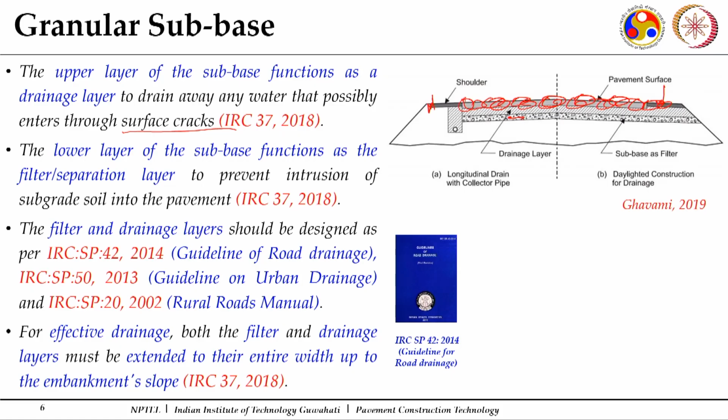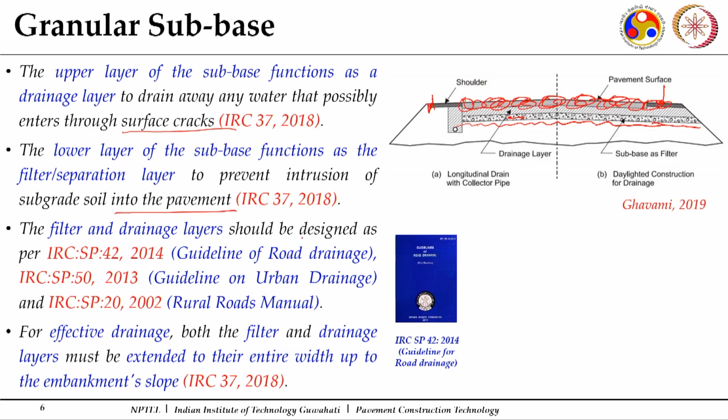And when it comes to the granular courses or the subgrade, they lose strength in the presence of water. If this happens, your subgrade will get highly stressed, and there may be permanent residual deformation in your subgrade, leading to rutting failures in your flexible pavement structures. The lower layer of the subbase functions as a filter or separation layer, as I mentioned, to prevent intrusion of subgrade soil into the pavement course especially.